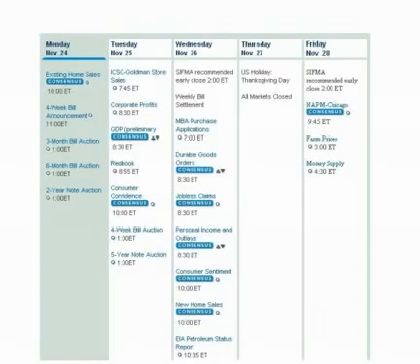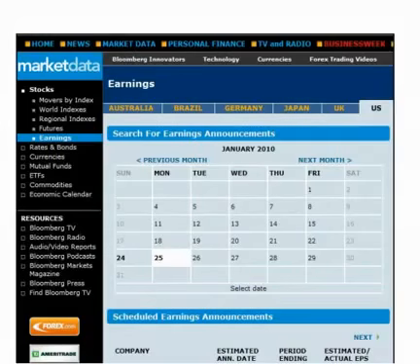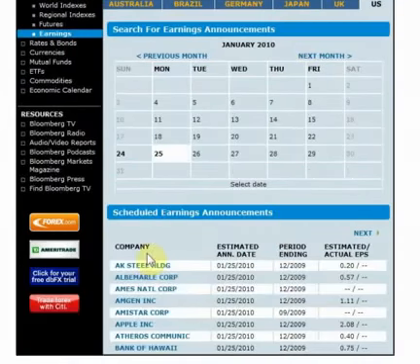Another good time to trade is during reporting season, which comes 4 times a year. This is from the Bloomberg.com site. It's a calendar. You click on it and it will give a list from A to Z of all of the companies that are reporting that day.